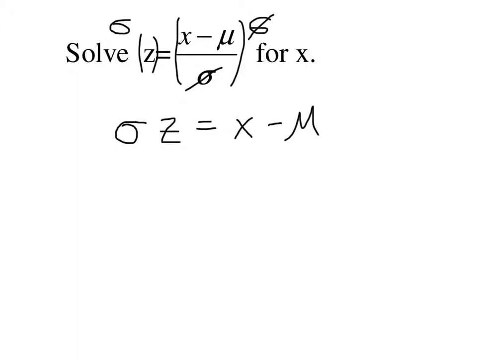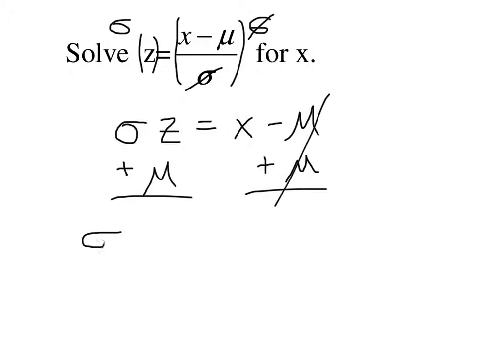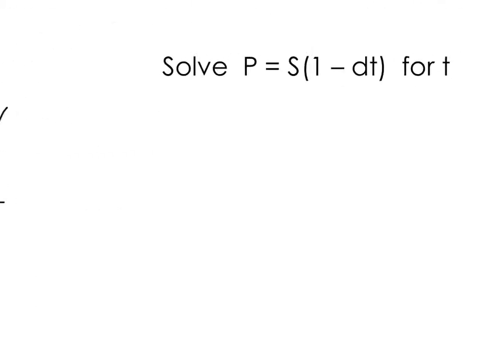Now we want to get x by itself. We don't want that minus mu there, so we're going to eliminate it by adding mu to both sides. Those are not like terms on the left, so we have sigma z plus mu equals x. And that's it. We have solved for it. We now have x by itself, so it has been solved for.